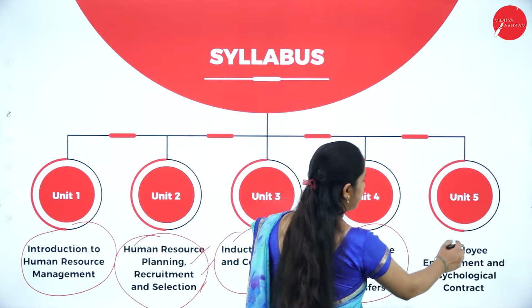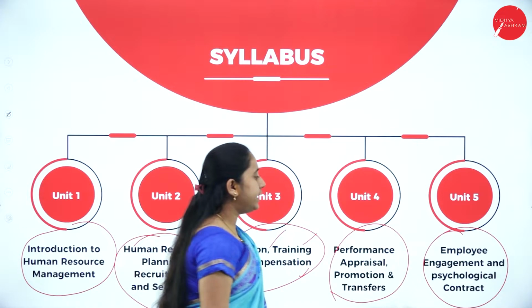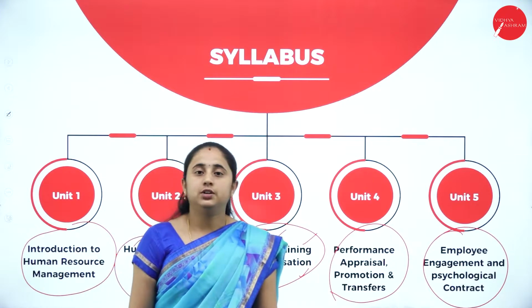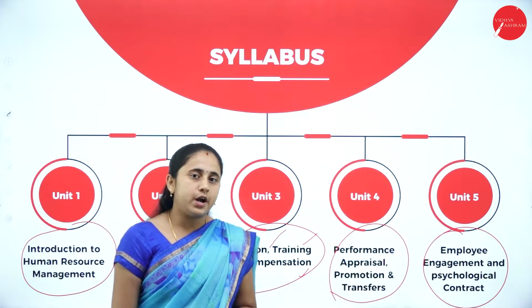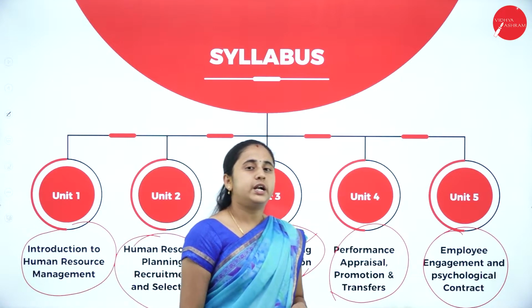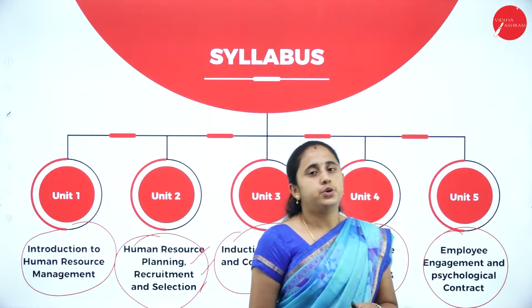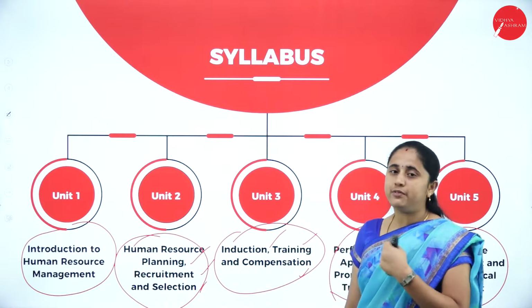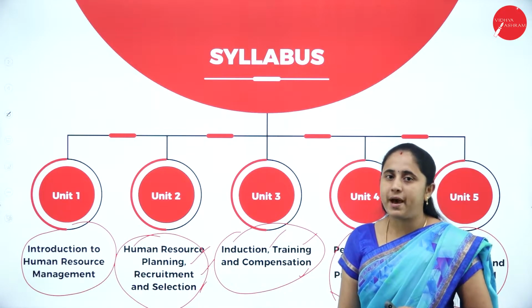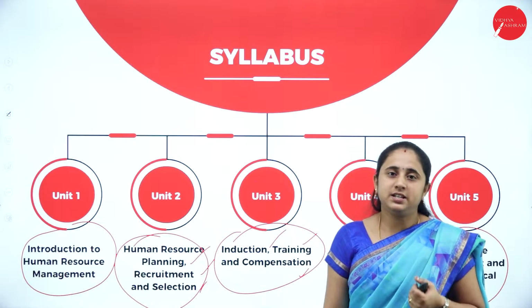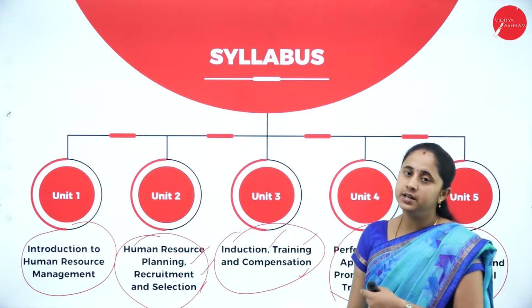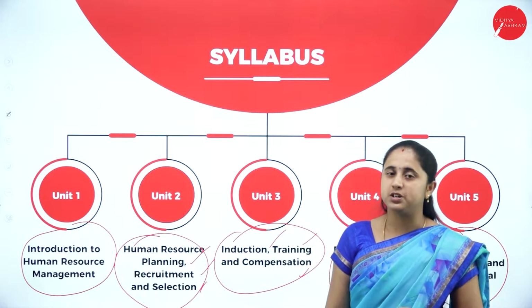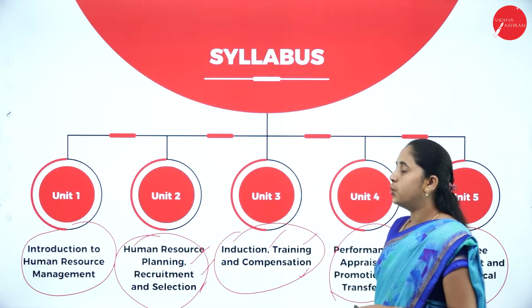The last one, unit 5, is employee engagement and psychological contract. So what is employee engagement and what is psychological contract? All this we are going to study under unit 5. So altogether you have 5 units under human resource management. It is an interesting subject to learn, and you can score maximum marks in human resource management. So let us discuss one by one.